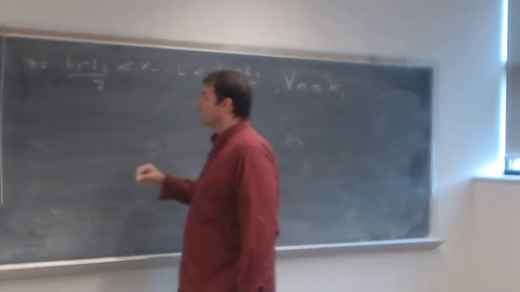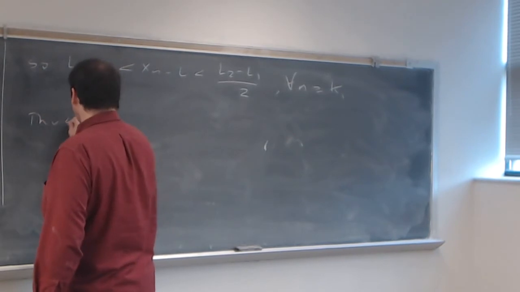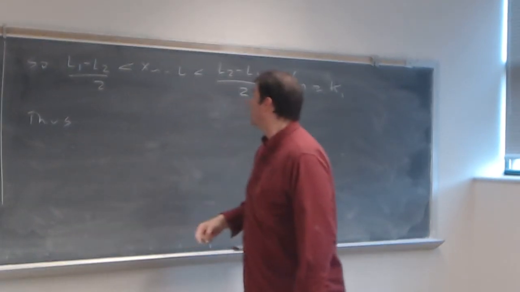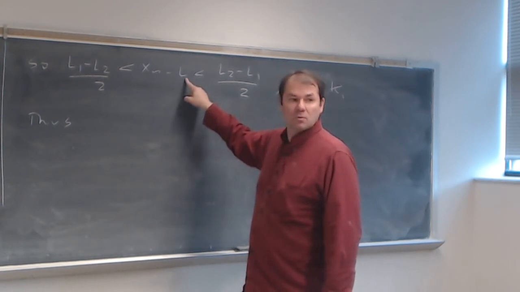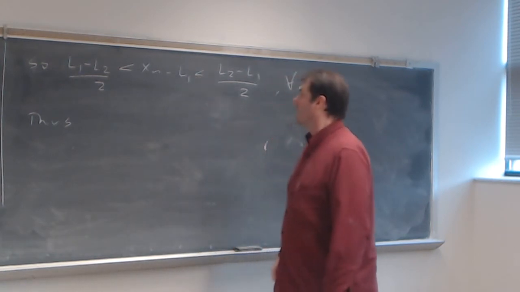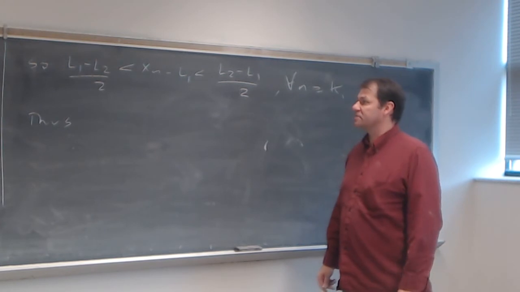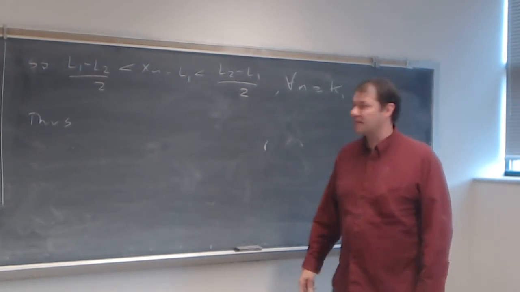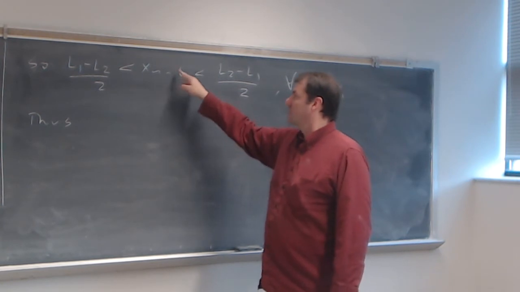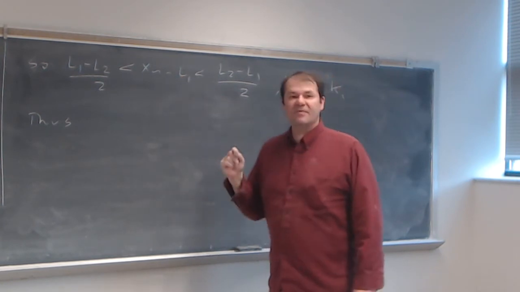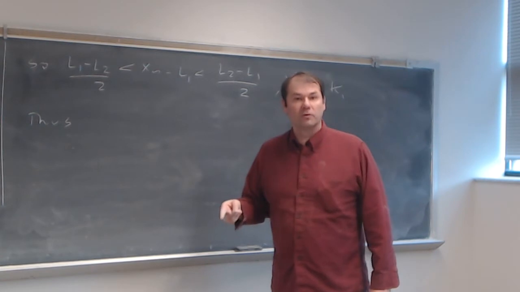Now, if I solve for x of n, how am I going to solve for x of n? I'm going to add L. Well, wait a minute, I made a mistake here. It's not L, it's L sub 1. Okay, so I'm going to solve for x of n. How am I going to solve for x of n? I'm going to add L sub 1 to both sides. Well, really, I got to get a common denominator here, which is 2. So when I add L sub 1, it's the same thing as adding 2L sub 1 over 2.